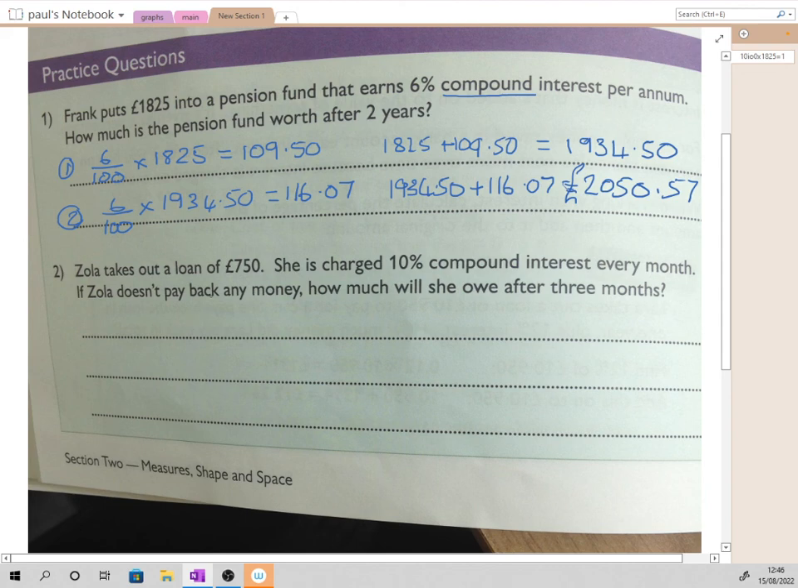Now, Zola takes out a loan of £750. She is charged 10% compound interest every month. If Zola doesn't pay back any money, how much will she owe after 3 months? So we've got to do this 3 times. 10% 3 times.